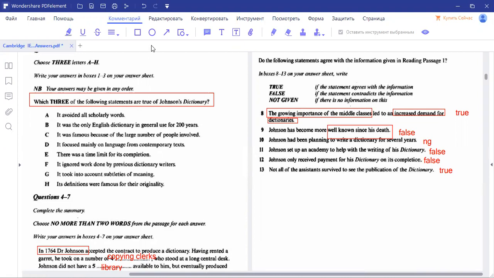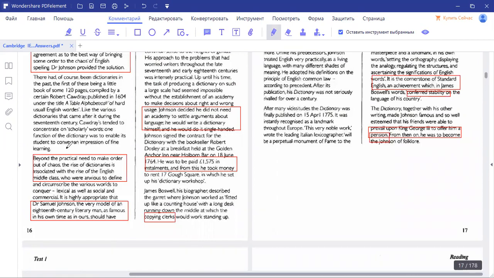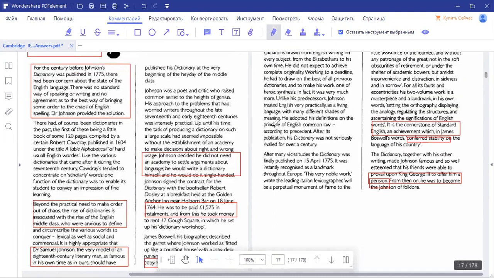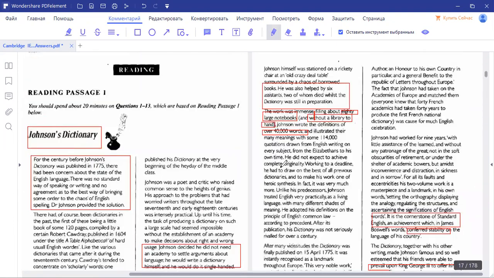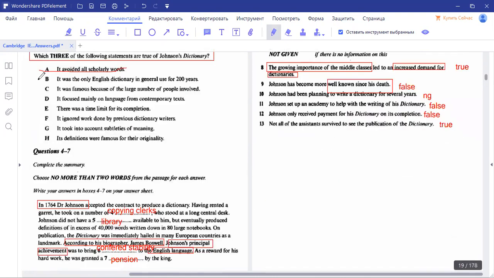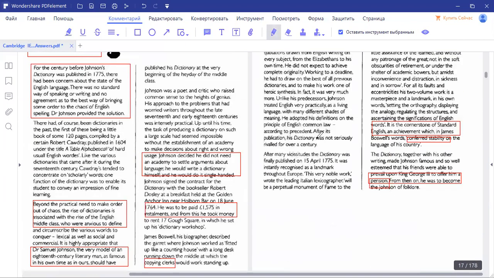Did it avoid all scholarly words? I have no idea, first and foremost, so I'm just going to do it like this. Why is that? Because Quadri's dictionary concentrated on scholarly words, and we don't know if he did focus on scholarly words. He might have, but we don't know, to be honest. It was the only English dictionary in general use for 200 years. Absolutely not. Here we go.